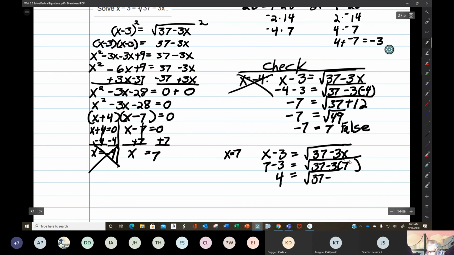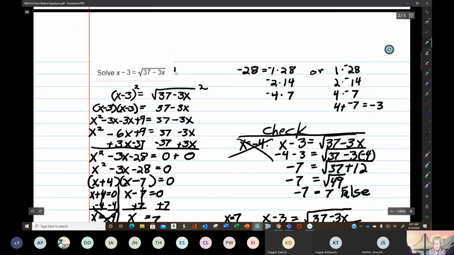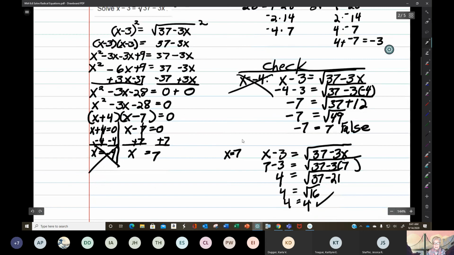37 minus 21. So 4 equals the square root of 16. 4 equals 4. Yay for us, that's true. So the only solution is x equals 4? No, x equals 7. Yeah, this is the one that gave a true answer.